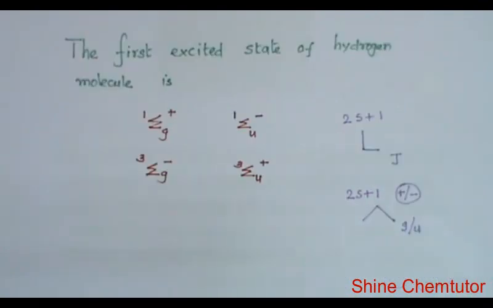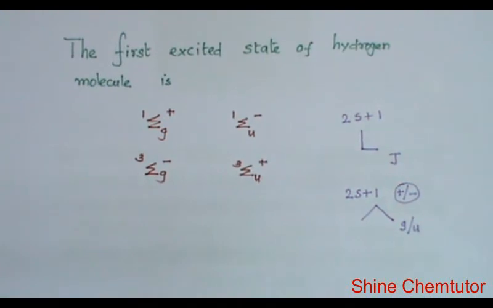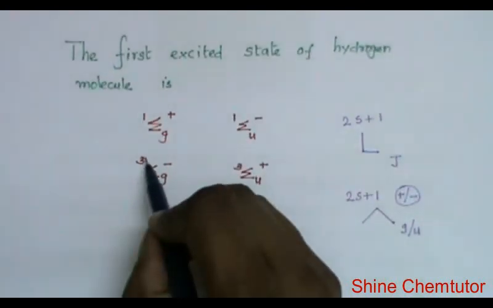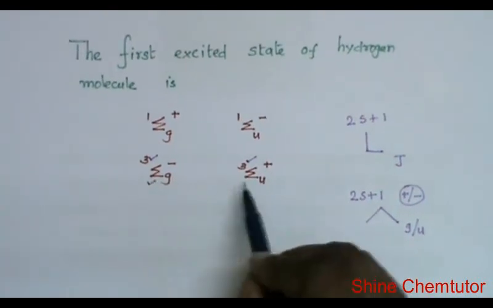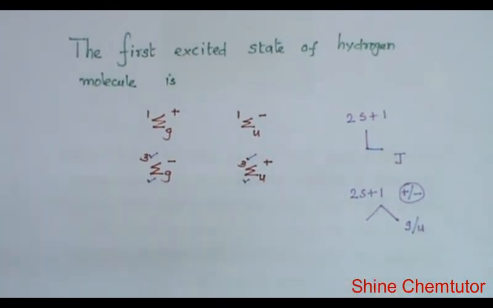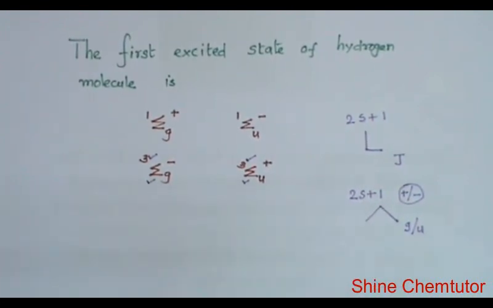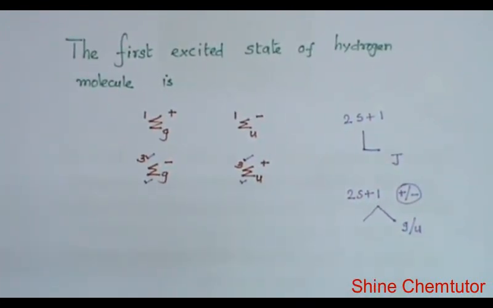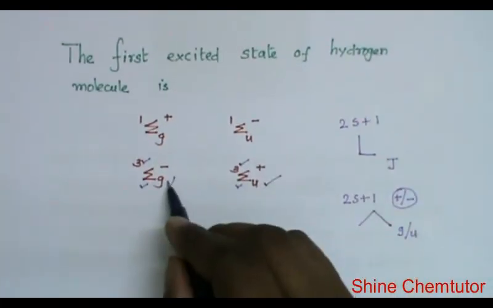Now let us go for the given options. There are two unpaired electrons, because of that the spin multiplicity should be 3. Here also sigma, here also sigma, so no problem. What about parity, whether it is g or u? Since we have sigma and sigma antibonding orbital, it will be u, not g. So this is the answer, not this one.